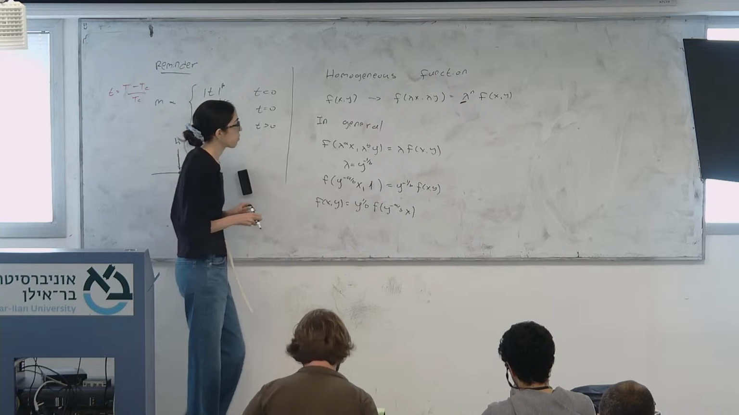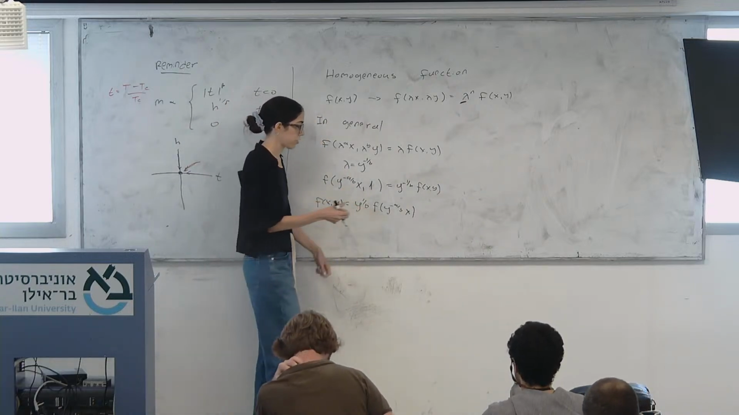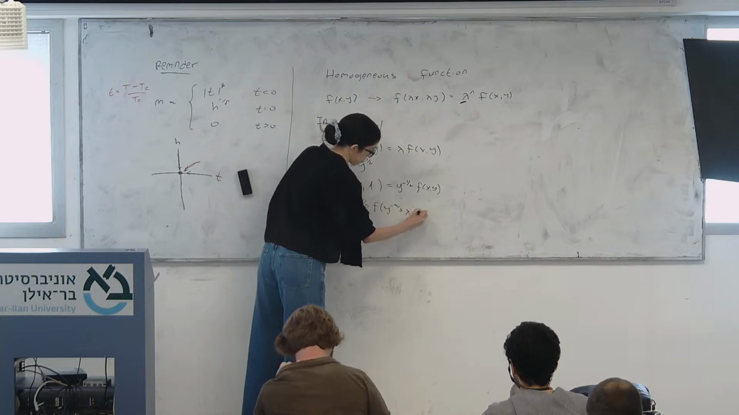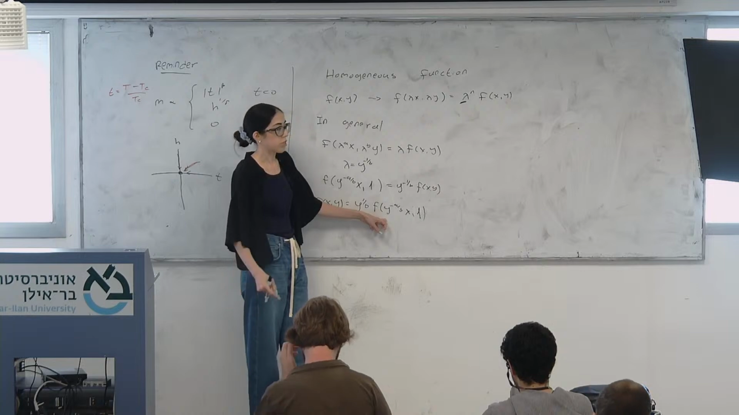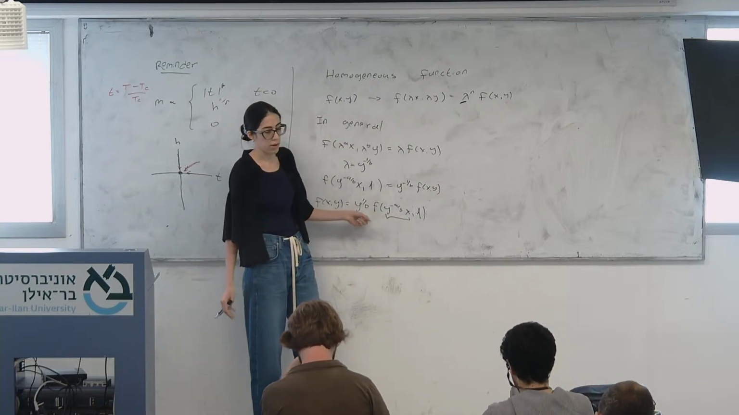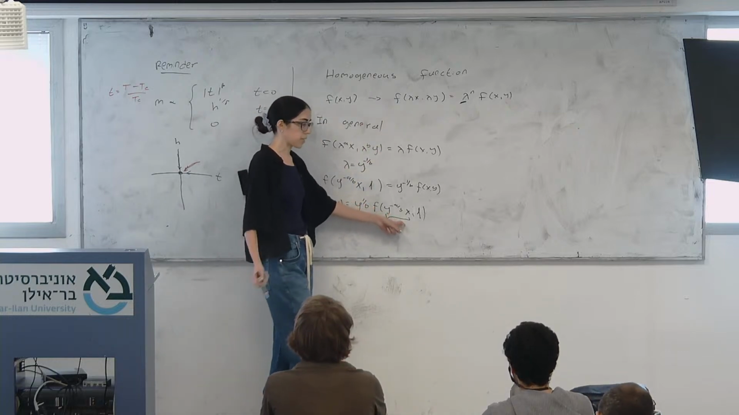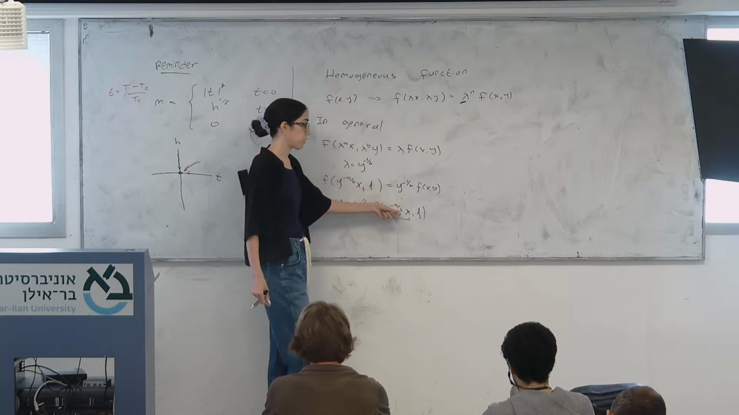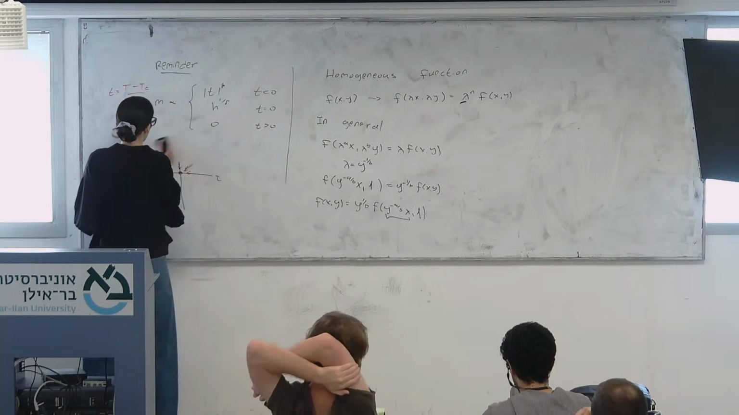So we started from a function of 2 variables and we ended up with a function of 1 variable, which is that. We still have the multiplication outside, it's not magic, but the argument of the function is just 1 variable. So why is that useful?